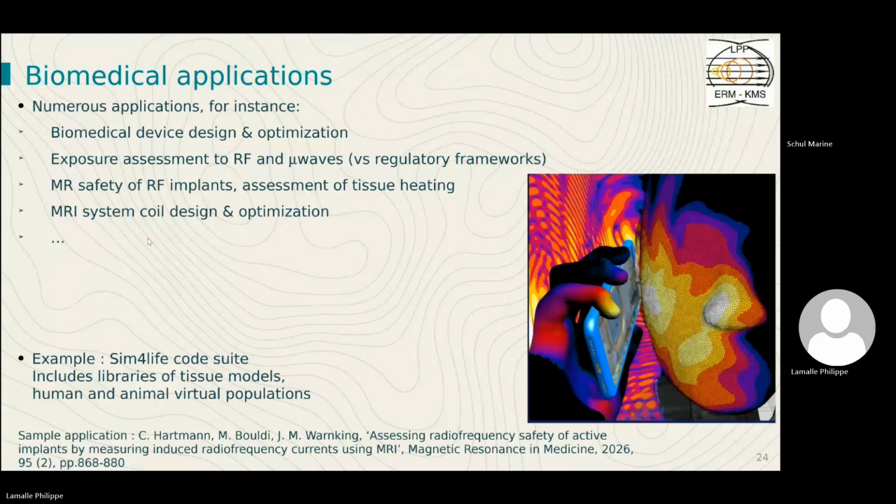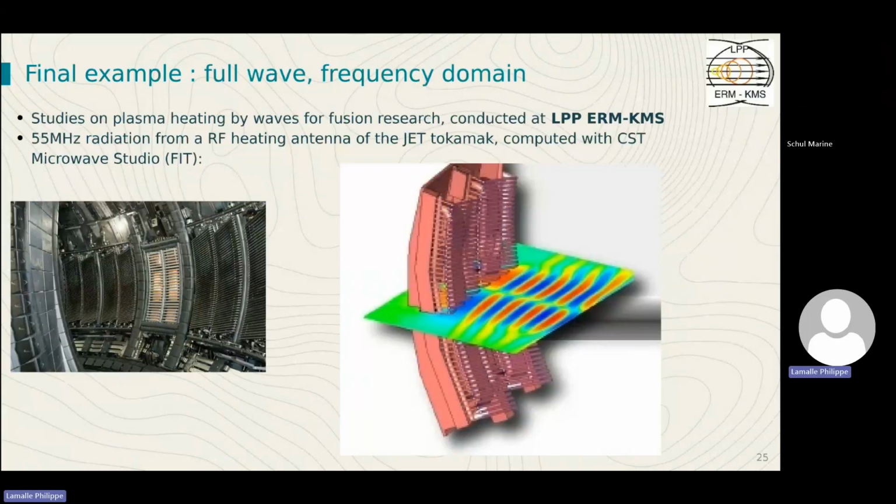improve the image quality. I quote here a commercial product, Sim4Life, which includes a broad library of tissue models and also sample virtual populations of humans and animals. And this allows for quite a lot of similar studies.